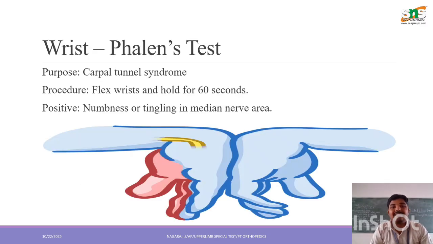Then we will go for the wrist Phalen's test. The purpose is to find carpal tunnel syndrome. Procedure: flex the wrist and hold for 60 seconds. Positive is numbness or tingling in the median nerve distribution area. If positive, it confirms the diagnosis of carpal tunnel syndrome.